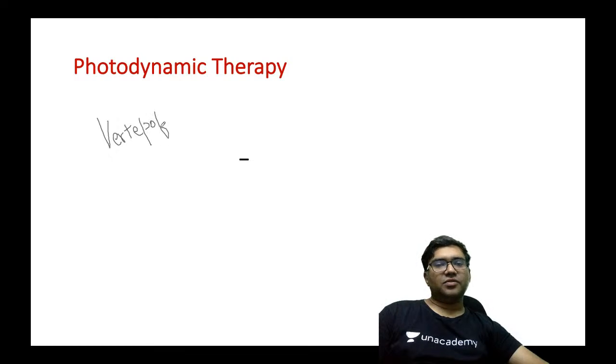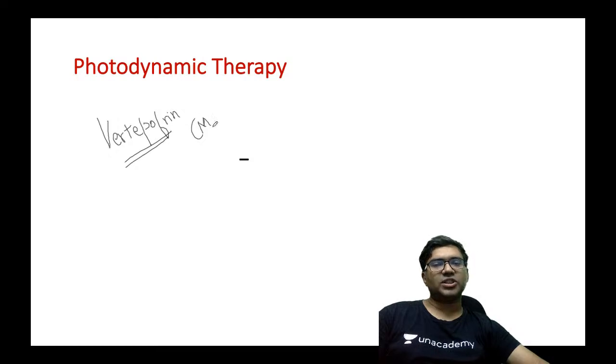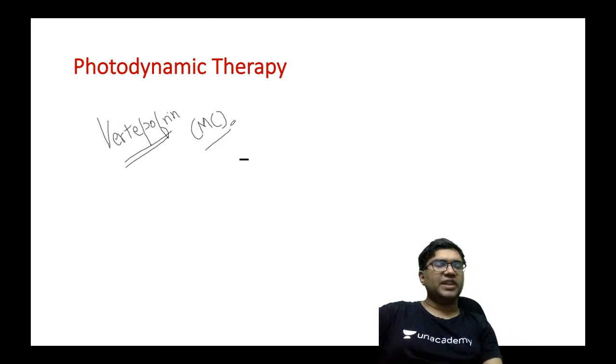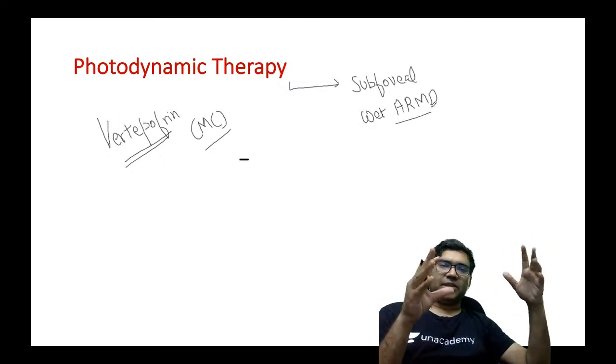So it is verteporfin. Verteporfin is the most commonly asked question. So if they ask, photodynamic therapy is used in which disease? Your answer would be: photodynamic therapy is used in subfoveal wet ARMD. So what happens in photodynamic therapy?